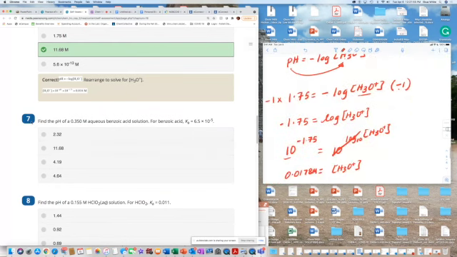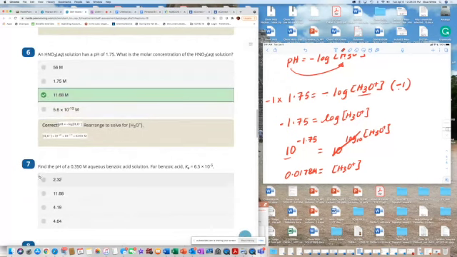Okay. Question number 7, because they're giving you Ka, communicates to you it's a weak acid. So let's compare question number 6 and question number 7. Question number 6 is a strong acid problem. So while we're here, I'm just going to let you know most strong acid problems don't give you a Ka.